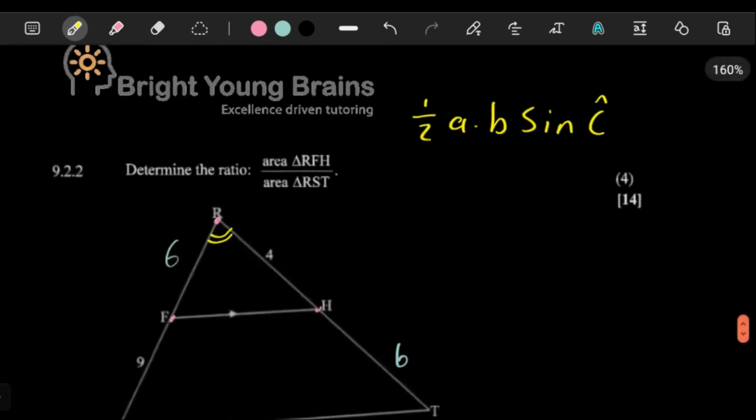So the fortunate thing is, with both of our triangles, let's do the small one first. The small one has angle R here, F and H.